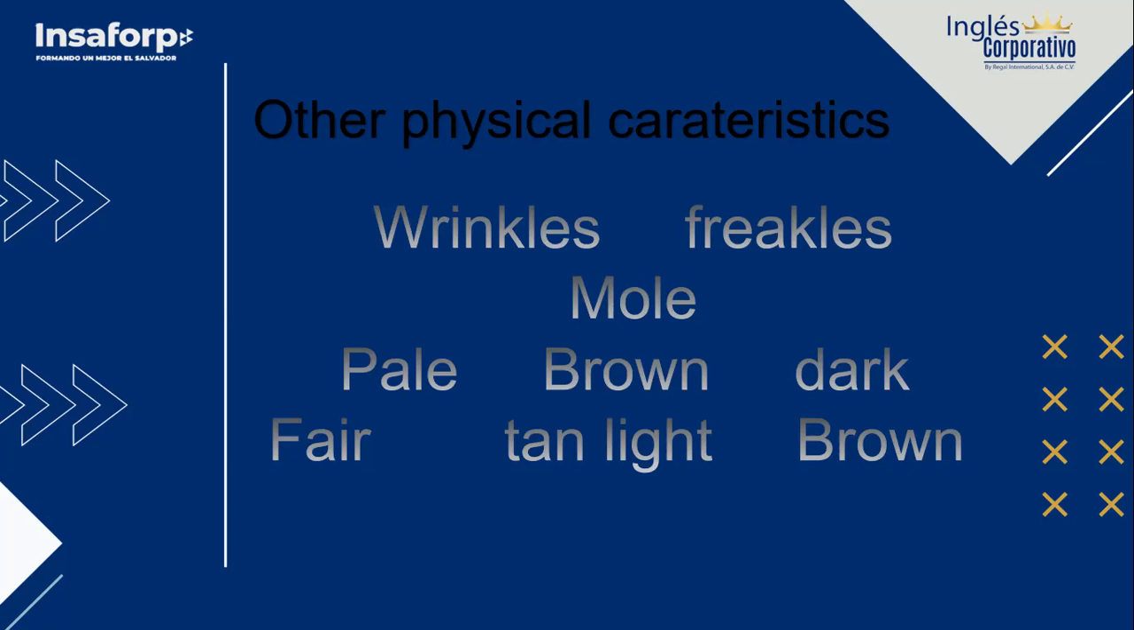Do you have any question about these words? What is the meaning of tan light? Tan light es como un bronceado claro. Fair is blanco. Oh, fair and pale is the same, no? Yes. Okay. We can use both to describe. Teacher, what is the meaning of freckles? Freckles, pecas. And wrinkles, arrugas. Thank you, teacher. You're welcome.